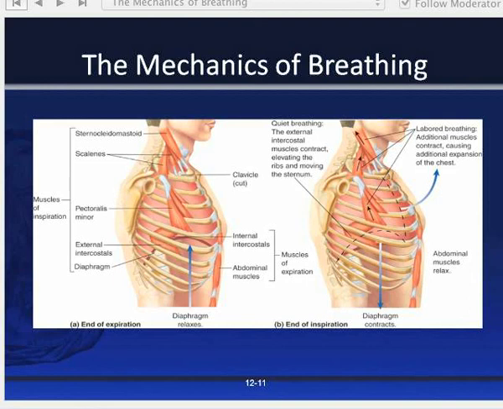Just take a second right now and take some deep breaths. Take a deep inhalation. We notice the chest wall expanding, right? And what's going on? The diaphragm itself is contracting, and as we exhale that deep breath, what happens? The diaphragm expands to assist in pushing that air out.